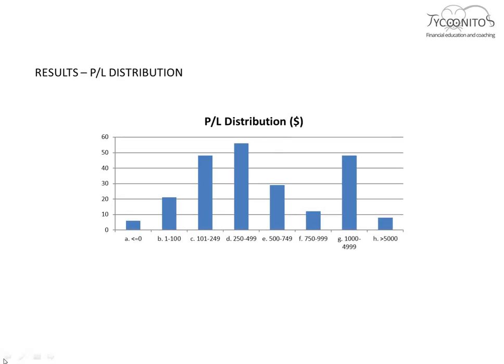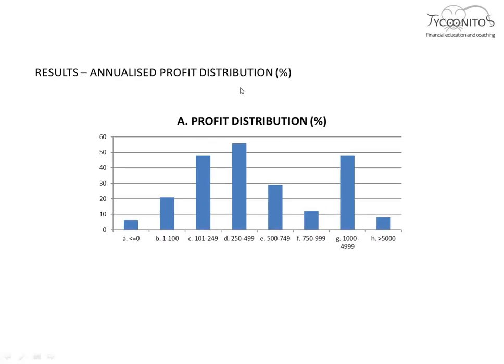So let's take a look at the annualized profit distribution. Most of the trades generated between 240 and 500% annualized profits, and we had quite a few trades that generated between 1,000 and 5,000% annualized profits.